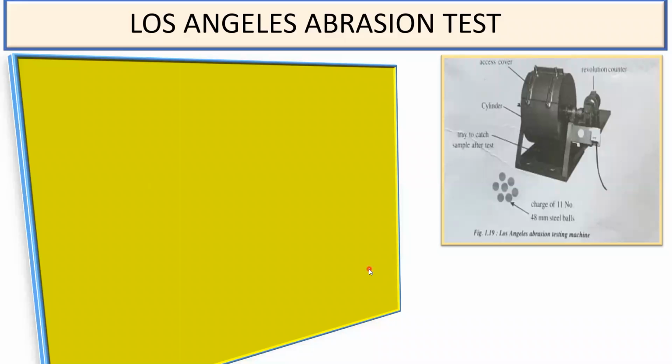Hello learners, in this lecture we will see how the Los Angeles abrasion test is done. So far we have covered two tests and this is the last test we do on the aggregates. You can see this is how a Los Angeles abrasion testing machine looks. We'll try to understand them.